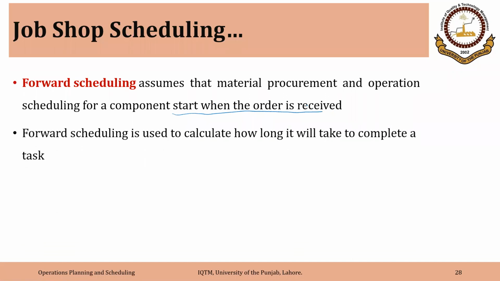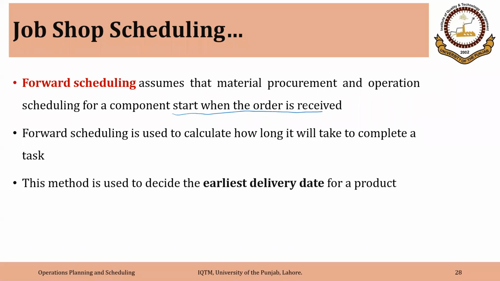Forward scheduling is used to calculate how long it will take to complete a task. This method is used to decide the earliest delivery date of a product. So you should note it down and we will see what it means. So forward scheduling helps us determine the earliest delivery date. A due date is something different we will discuss, but this is used to determine the earliest delivery date of a product or for an order.